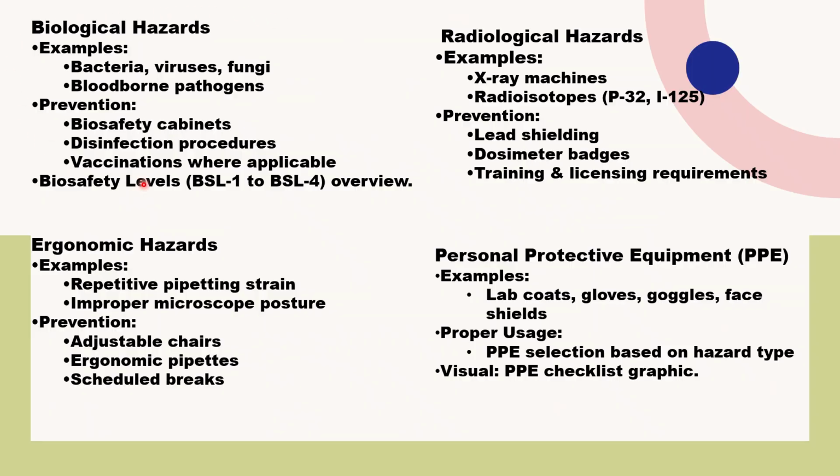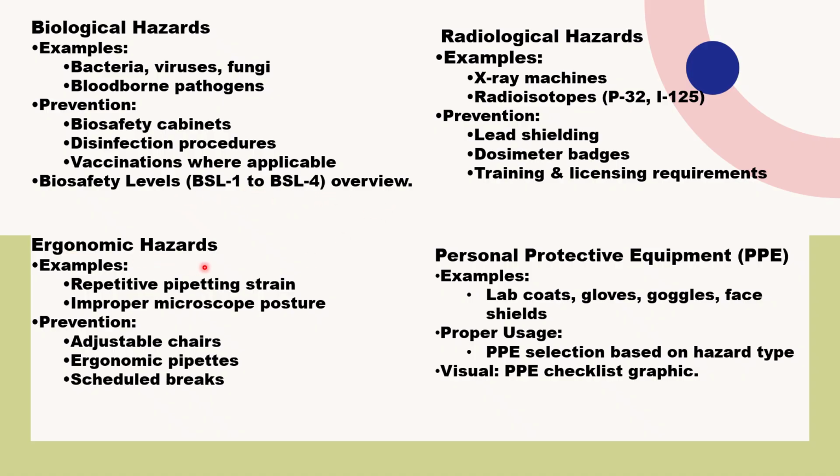Now, biological hazards. Examples are hazards caused by bacteria, viruses, fungi, and blood-borne pathogens. How can we prevent them? Prevention by biosafety cabinets, disinfection procedures, vaccination where applicable, and an overview of biosafety levels 1 to 4.